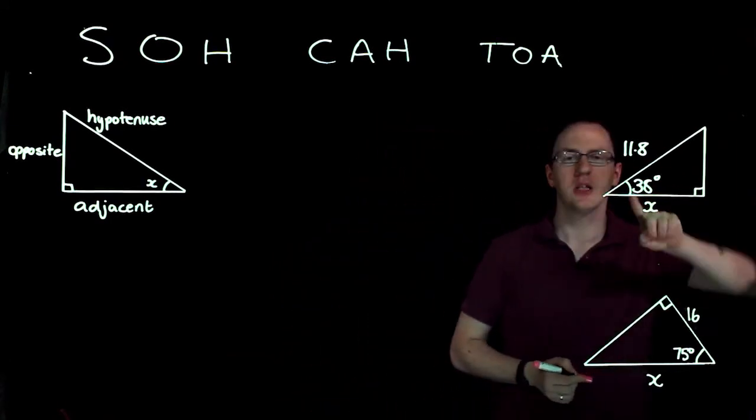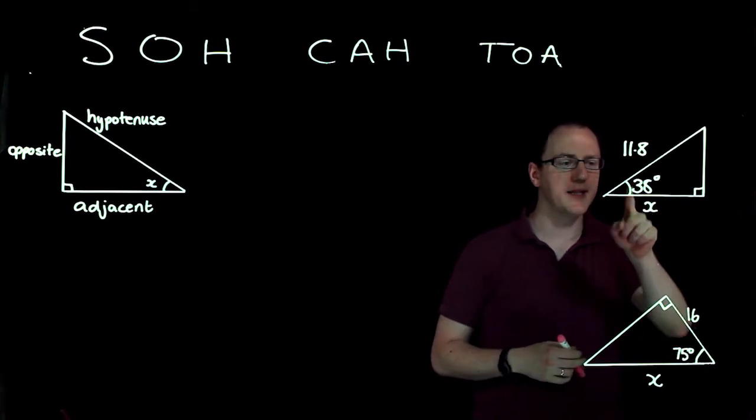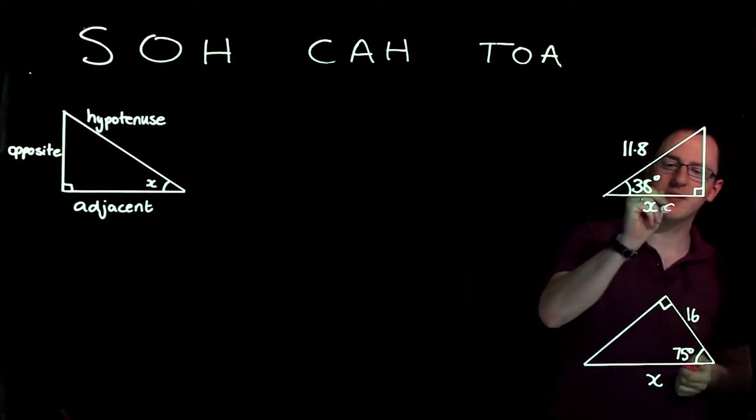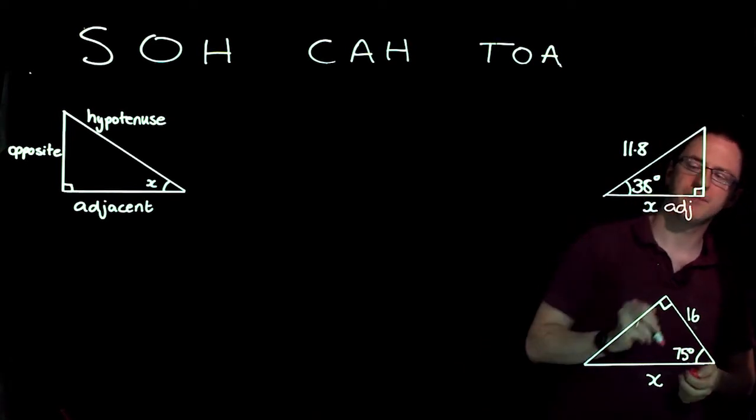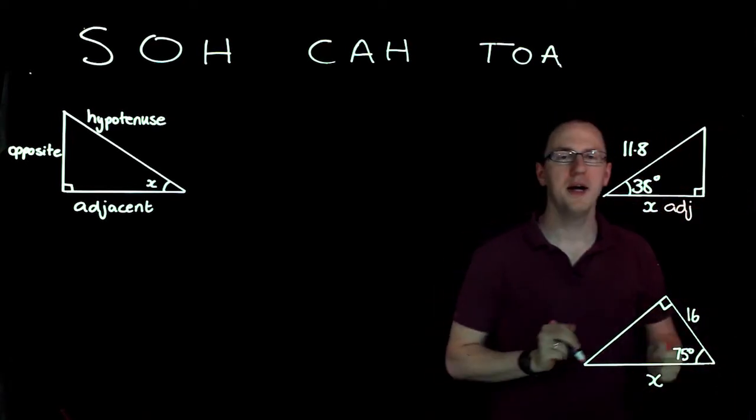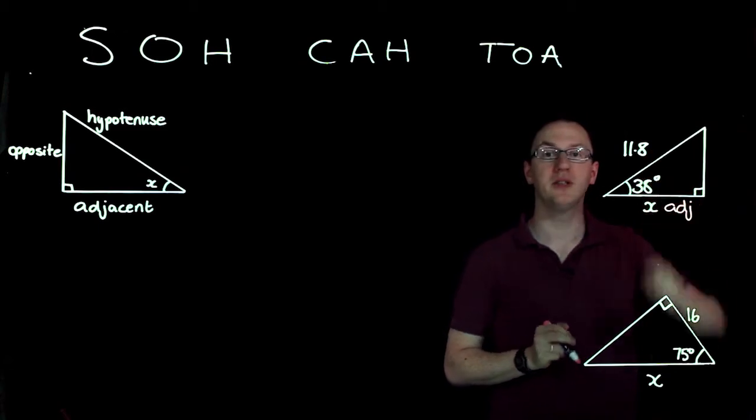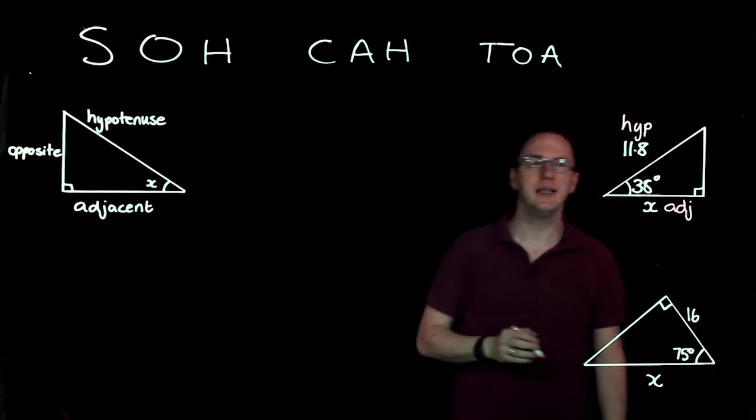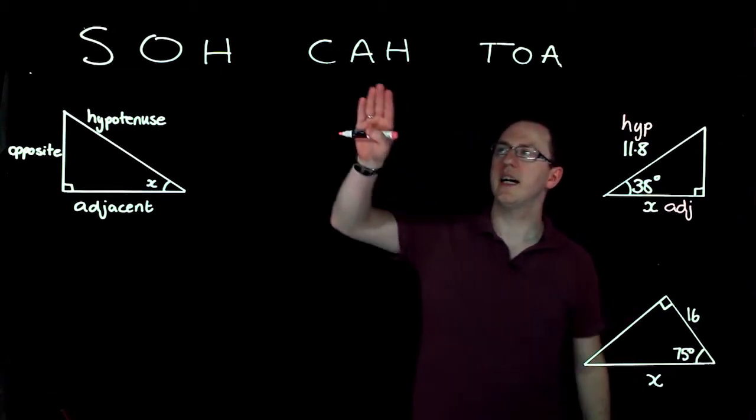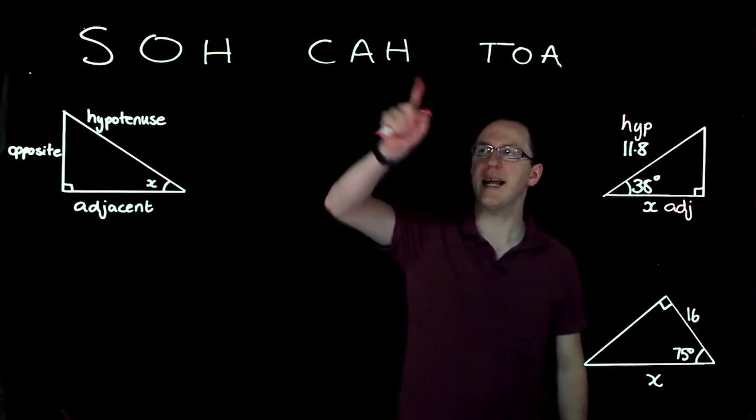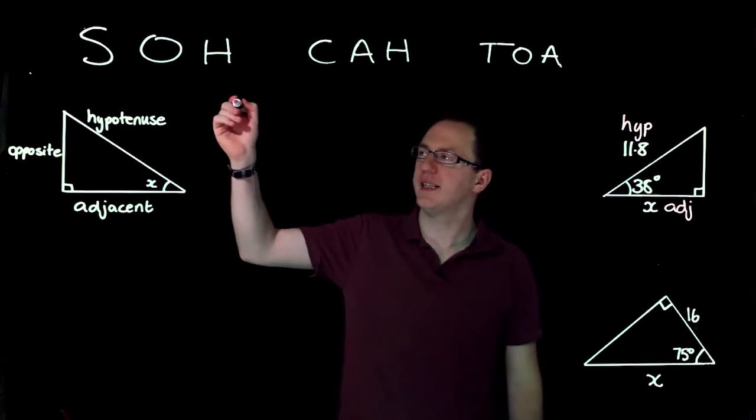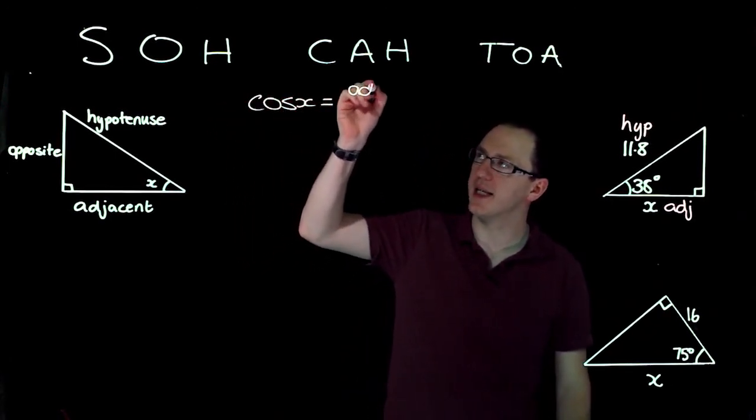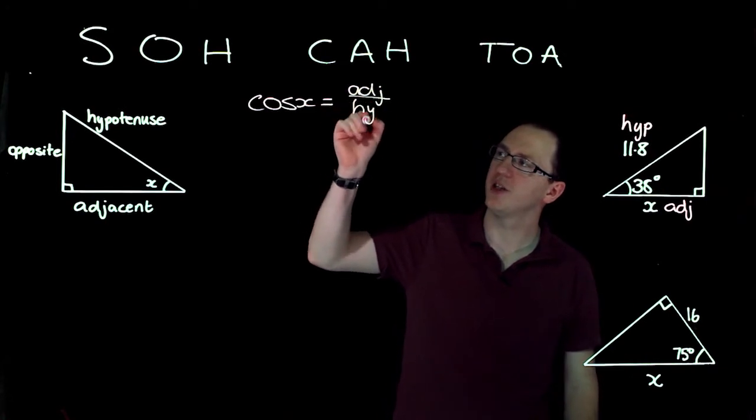My angle is marked as 38 degrees, and the side I'm trying to find, x, is beside my angle, which tells me that's the adjacent side. And the side that I know, which is 11.8, is opposite my right angle, so that's the hypotenuse. Adjacent and hypotenuse, that tells me I'm going to be using cos, A and H. So CAH tells me that the cos of our angle x equals the adjacent divided by the hypotenuse.